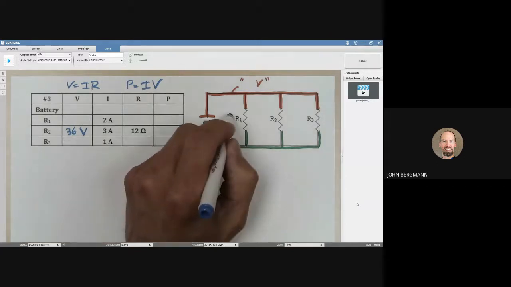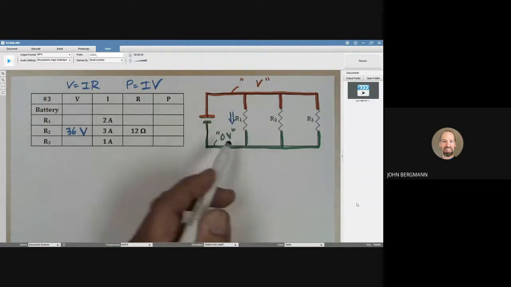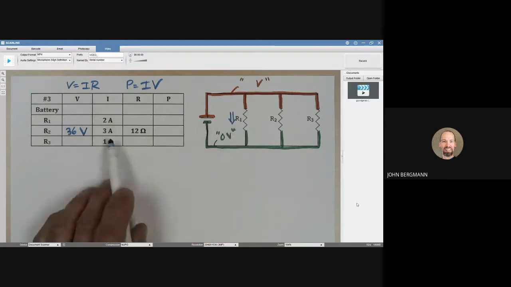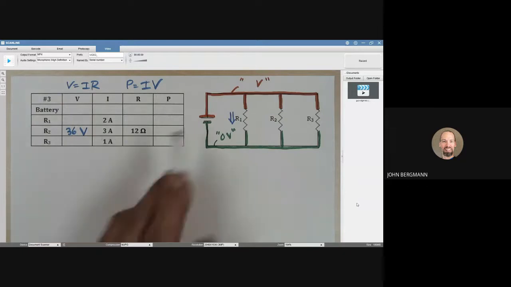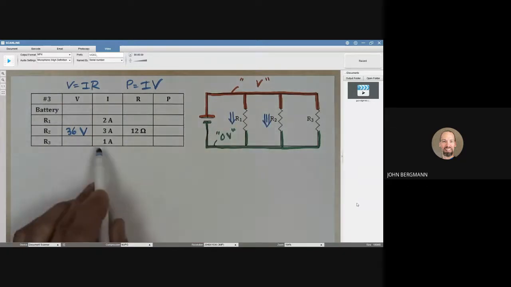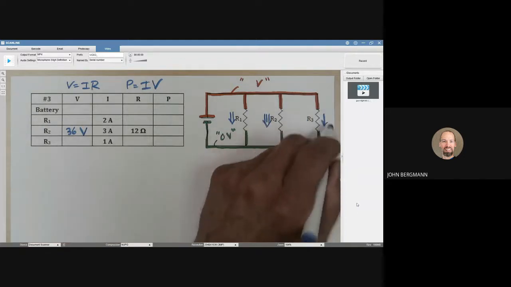Let me draw that by putting 2 arrow tails through resistor 1, just for the sake of this problem. We have 2 amps going through resistor 1, so I'm going to draw 2 arrow tails of current. Through resistor 2, we have 3 amps: 1, 2, 3. Through resistor 3, we have 1 amp. I'll draw it over here.